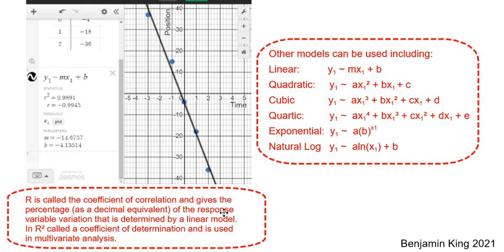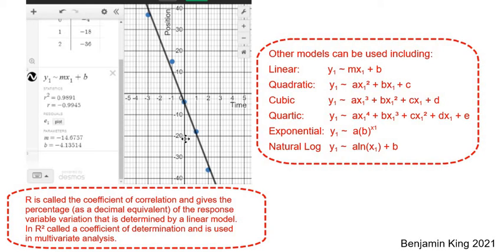R is called the coefficient of correlation. It gives the percentage as a decimal equivalent. Notice it's negative because it has a negative slope. It would be positive if it were going upwards, and it's basically a way to determine if it modeled the data well. So think of this as like being very accurate. If this number is 1, it's perfectly linear or perfectly quadratic or perfectly cubic. And R squared is used in a higher level statistics class in which you're determining multivariate analysis. But we're really concerned about R. That's a nice R value. So this is how you do a line.